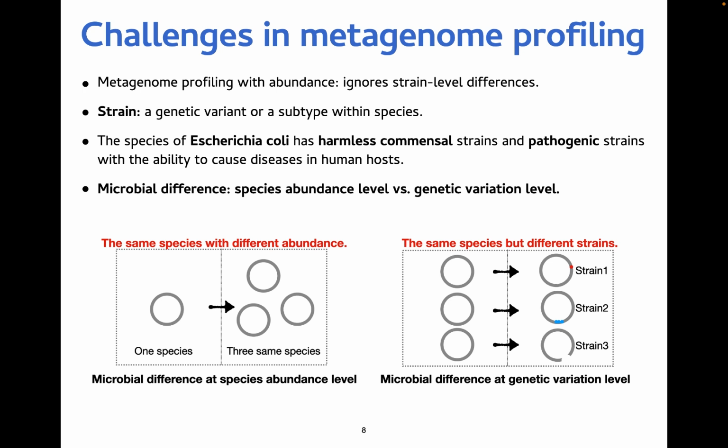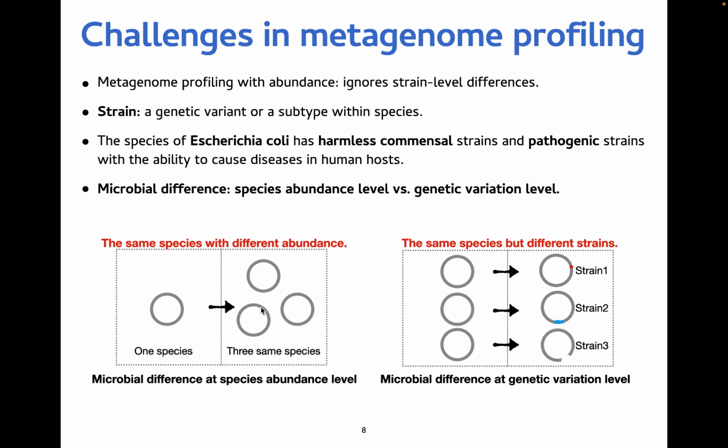In biology, a strain is a genetic variant or subtype within a species, and different strains of the same species may have totally different functions. For example, the species E. coli has harmless commensal strains and pathogenic strains with the ability to cause diseases in human hosts. So when we profile a metagenome, we also need to consider the differences at the strain level.